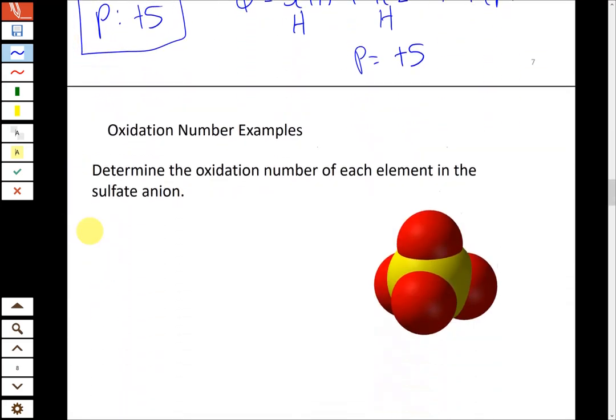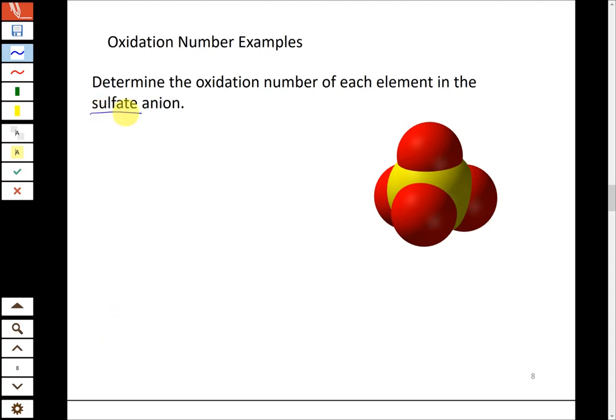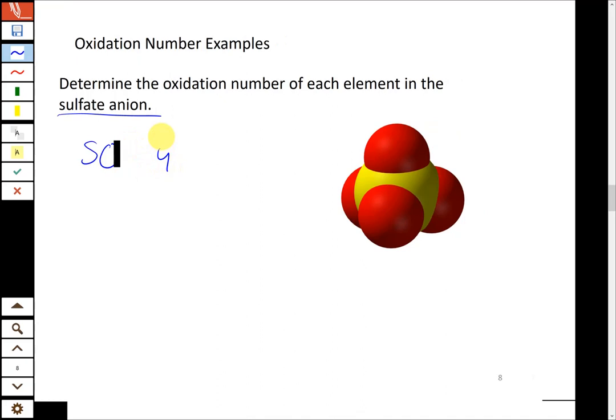So a very similar one now is if we just look at an anion by itself, sulfate. So this time we don't have the acid, we just have the anion, SO4 2-.